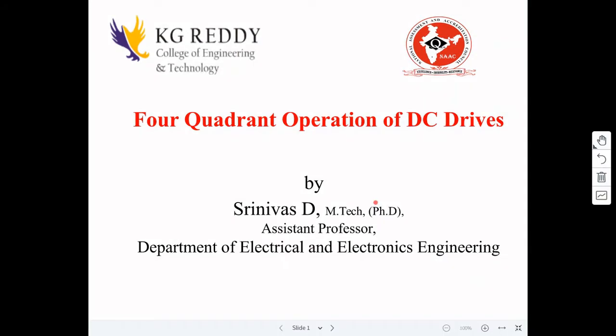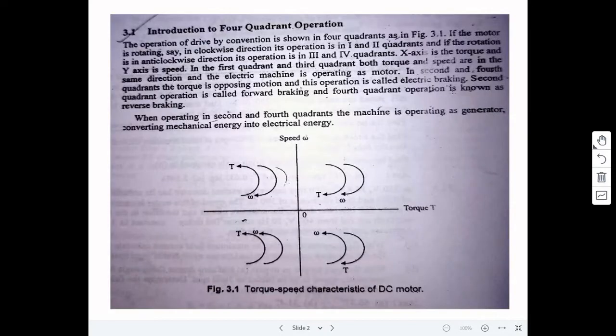The topic is 4-quadrant operation of DC drives. You are already very familiar with the 4-quadrant operation of your DC drive. While coming to the characteristics of your fully controlled converter and half controlled converter, the entire operation is divided into 4 quadrants, using the voltage and current characteristics.